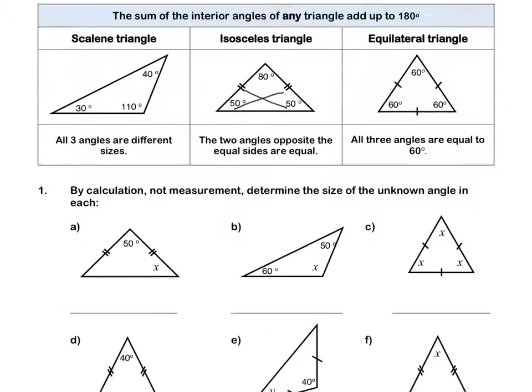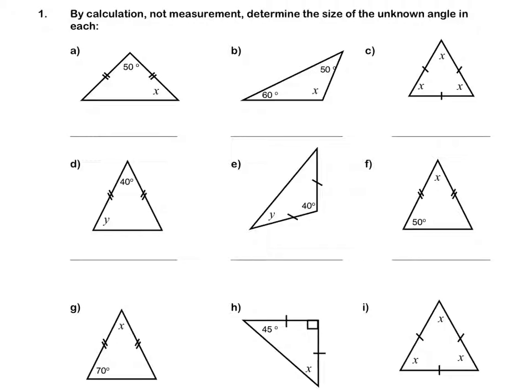Question 1. By calculation, not measurement, determine the size of the unknown angle in each. Let's look at A. We have an isosceles triangle. We know that the angles opposite the equal sides are equal in size. Therefore, this angle is equal to that angle. We need to work out what x is.